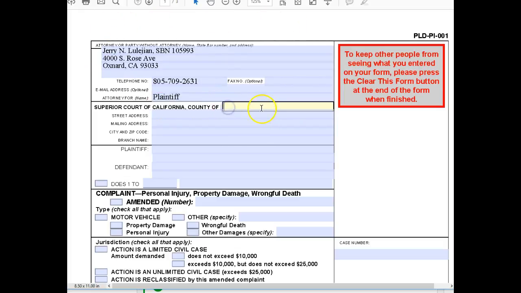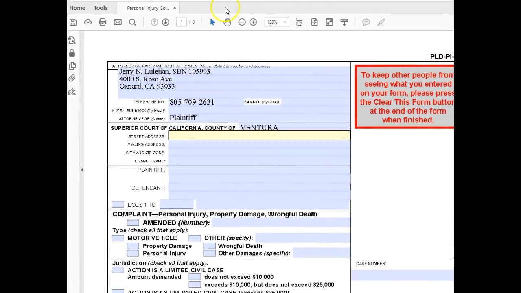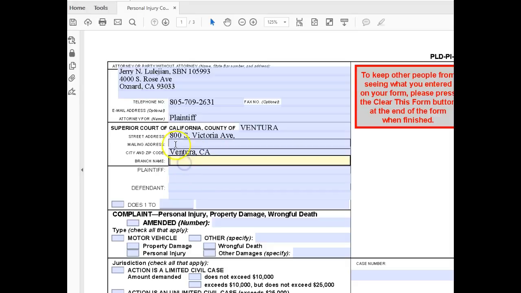And then on the Ventura County Superior Court of County of Ventura, and then you put in the street address here, which frankly I can't remember, but let's see what it is. I have to go back and look again, but I think it's 800 South Victoria. Is that right? I think it was 800 South Victoria Avenue, and it's in Ventura. I can't remember the zip. I'm going to make you go out and find the mailing address, and I'm also going to have you determine what the branch name is.